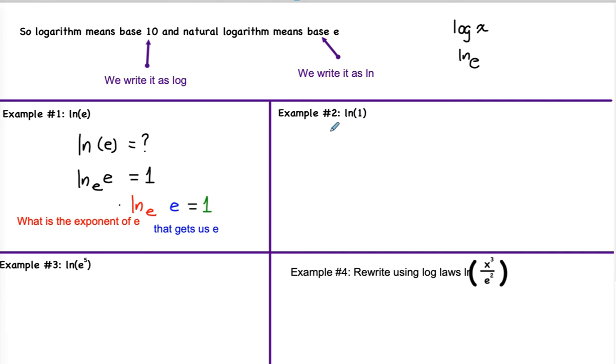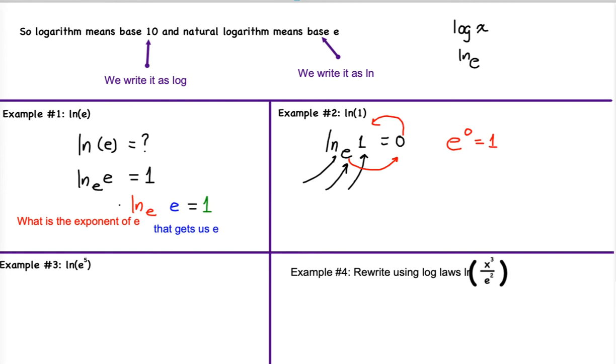Likewise over here, remember, there is a base e. What is the exponent of e that gets us 1? Well, that answer is 0. And to check ourselves, if we do our little sheet where we rewrite the log as an exponent, e to the 0 does indeed get us 1.